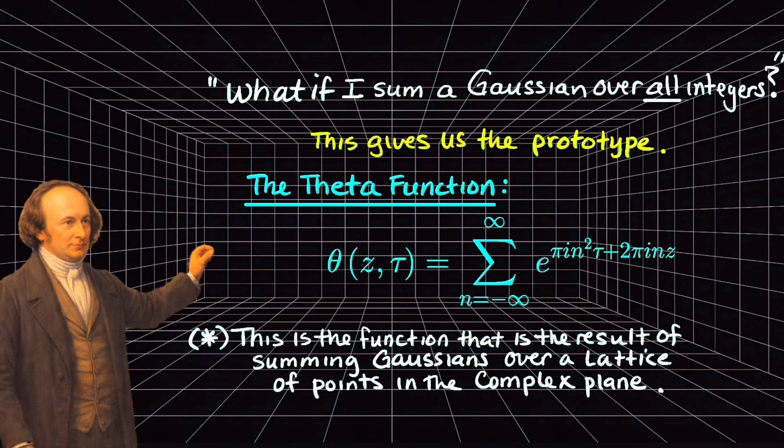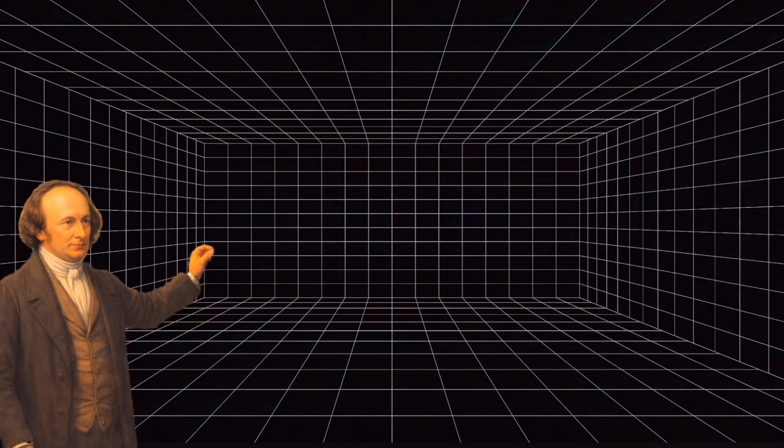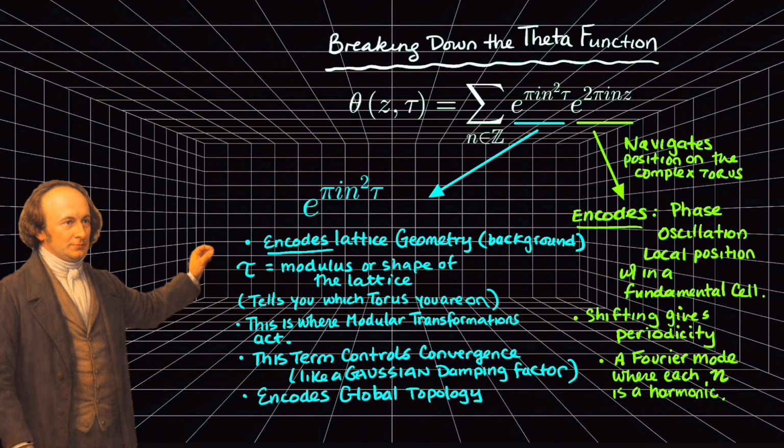So then his thought turns to, what if I sum a Gaussian over all of the integers? Well, then this gives us a prototype of what is called the theta function. And that is shown here. And this function is the result of summing Gaussians over a lattice of points in the complex plane. This function would serve as the key to Jacobi unlocking the potential of the elliptic functions.